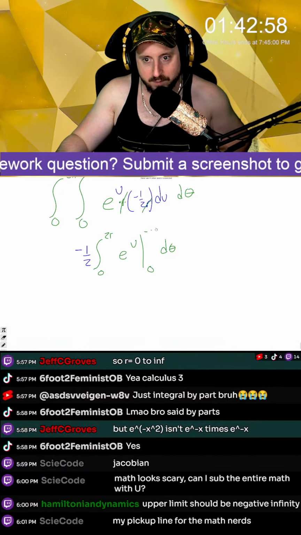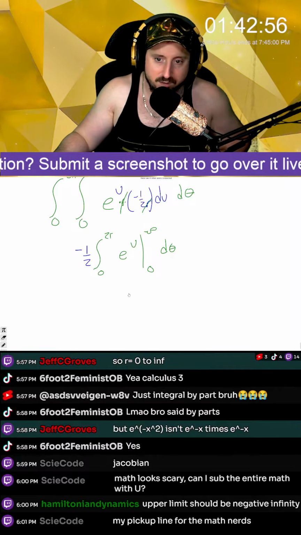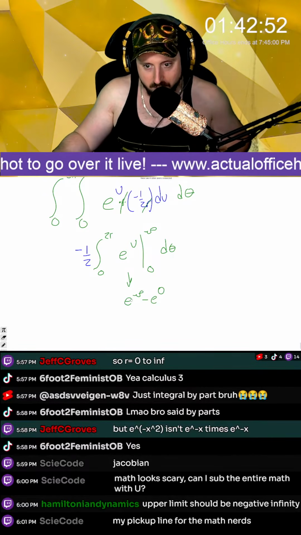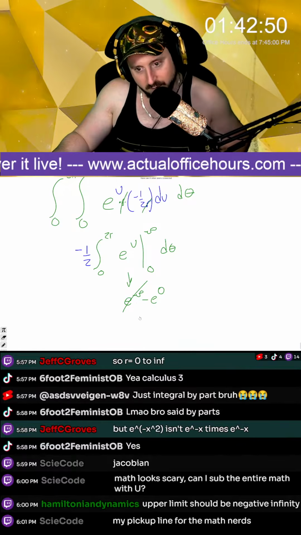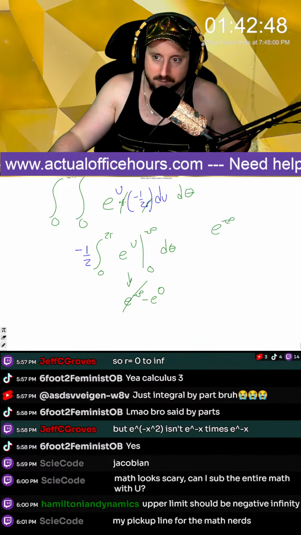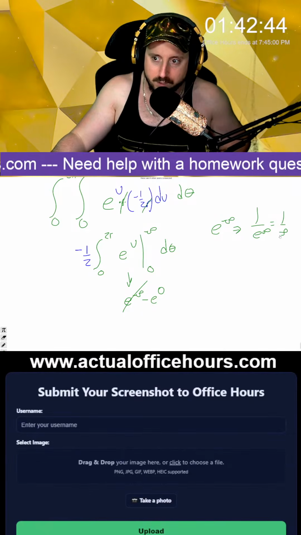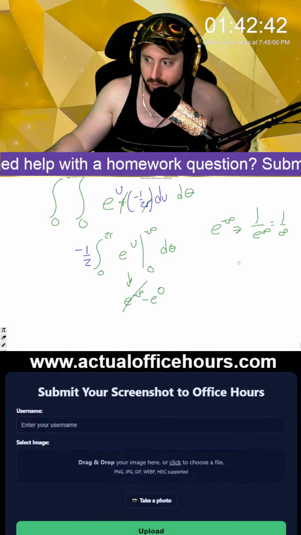This is 0 to negative infinity. So then this is e to the negative infinity minus e to the 0. This is 0, because e to the negative infinity is the same thing as 1 over e to the infinity, which is the same thing as 1 over infinity. And 1 divided by infinity is 0. You're okay with that one.